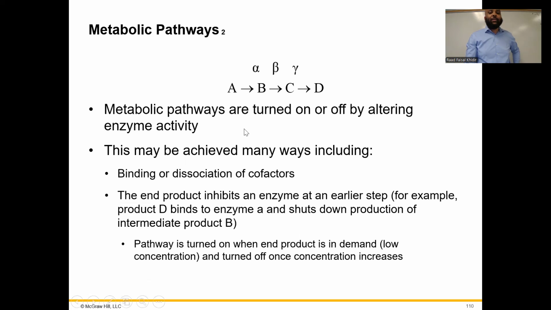So the metabolic pathways are turned on or off by altering the enzyme activity. This may be achieved in many ways, including the binding or dissociation of cofactors. The end product inhibits an enzyme at an earlier step, and the pathway is turned on when an end product is in demand.